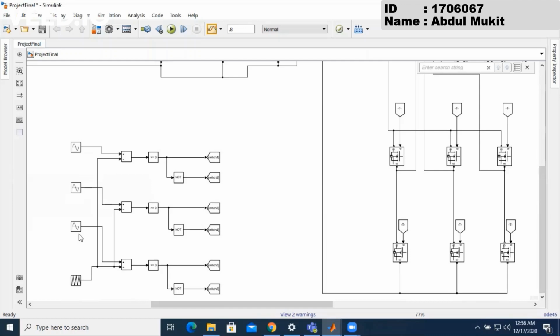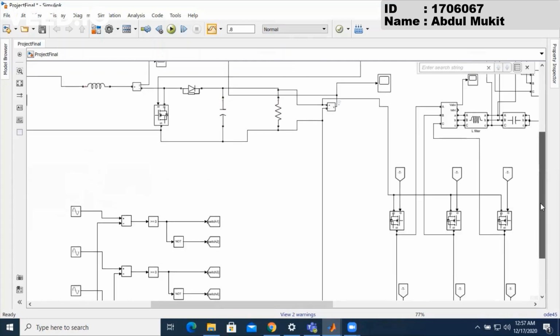We take 3 sine waves of 50 Hz as the reference, and they have 120-degree phase differences between them. We compare it to the triangular signal, which is called the carrier signal. It has the switching frequency. The peak value of the carrier signal is 1, and the peak value of the reference signal is 0.8. So the modulation index is 0.8. When the reference signal's amplitude is greater than the carrier signal's amplitude, the MOSFET turns off and the other MOSFET turns on in the same arm. This way, we create 3-phase AC from the 3 arms of the inverter.